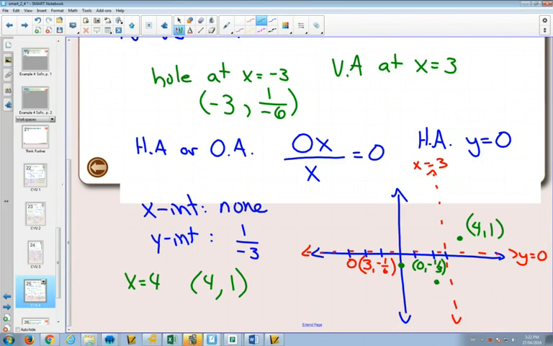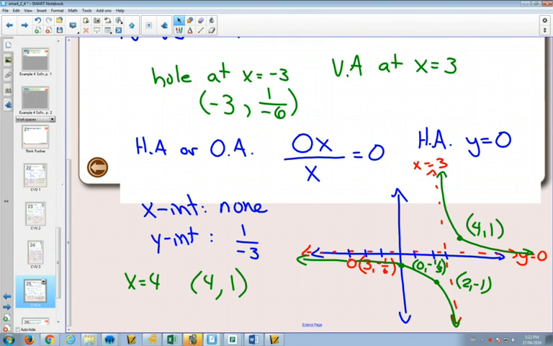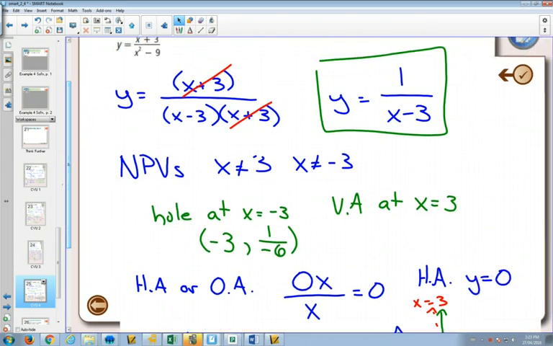If you wanted to, you could plug in 2 and find out that you'd have 2, comma negative 1. So now as far as graphing this goes, towards your asymptotes, and through your hole, and this is what your graph would look like. So we graphed this one using what we knew about rational graphs and finding our asymptotes. Okay? Look at what's inside of that green box.